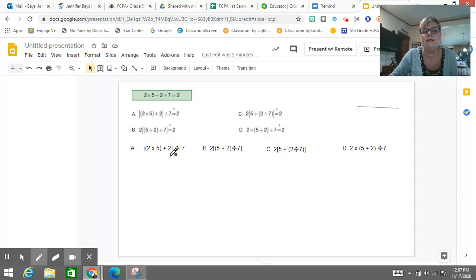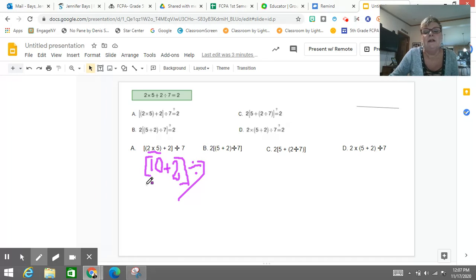Well, look, we have brackets. So we're going to do that first. But inside the brackets, we have parentheses. So we're going to do that parenthesis first. 2 times 5 is 10. Now remember when we did this before, you copy everything you haven't done. So we're going to copy my bracket plus 2 bracket divided by 7.